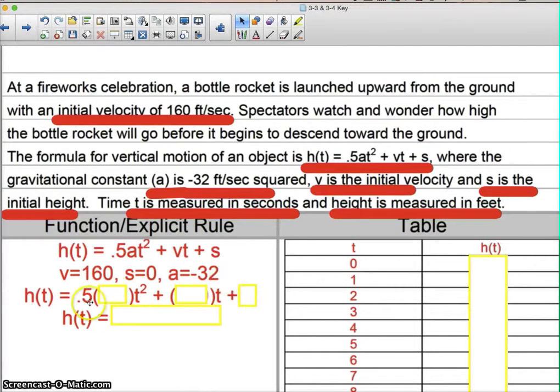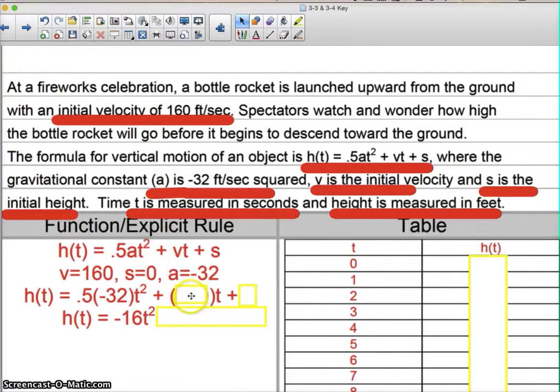All right, so I'm going to plug my a value right here, so it's going to be 0.5 times 32 t squared. And when I simplify that, notice it comes out negative 16 feet per second squared. Now, some of you are probably thinking, oh my goodness, we've seen that. Yes, we did. We saw that in yesterday's notes, negative 16 t squared.